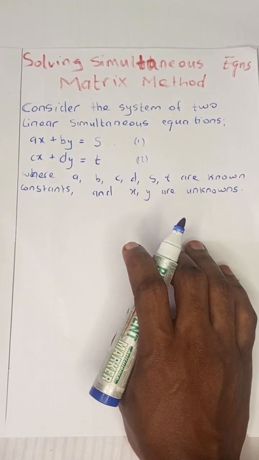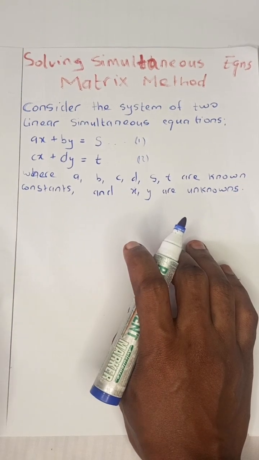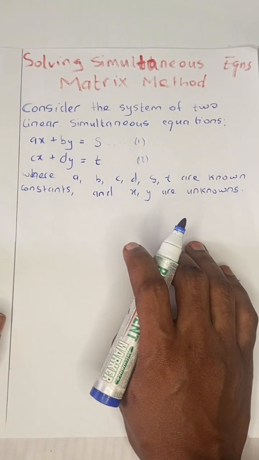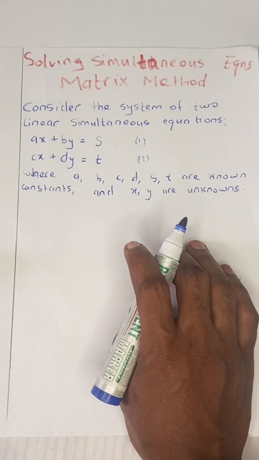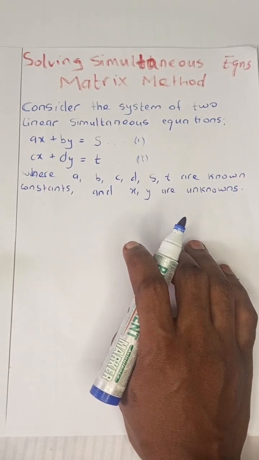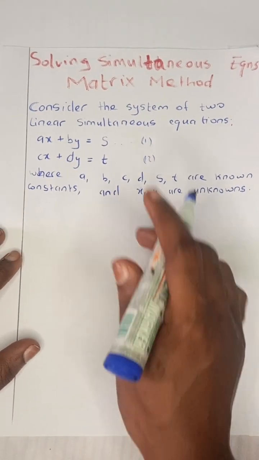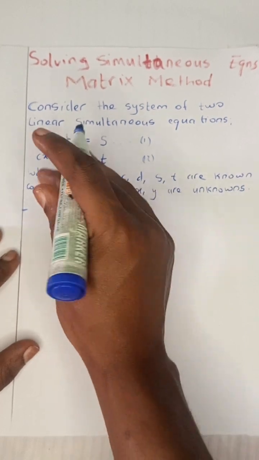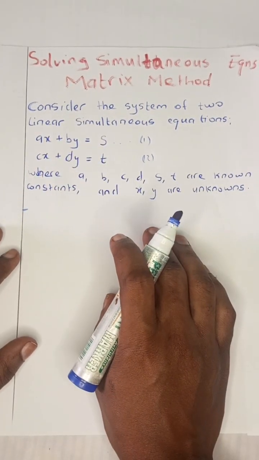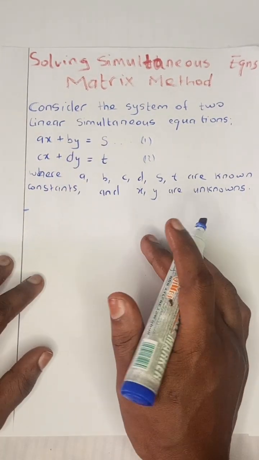Now, in order to solve this system using the matrix method, the first thing is to express this system in matrix form, and then we apply our knowledge of inverse of a matrix and multiplication to get the values of x and y. So, first step is to write the system in matrix form, and we do that as follows.